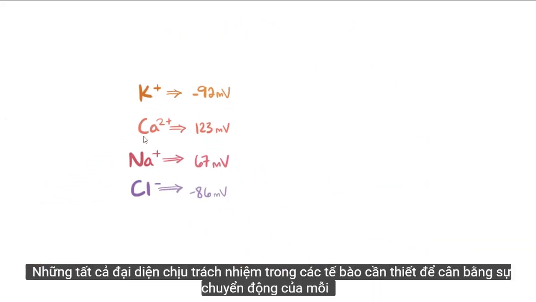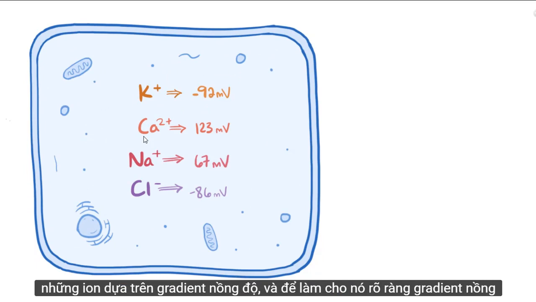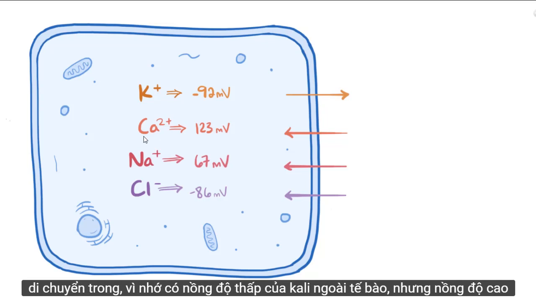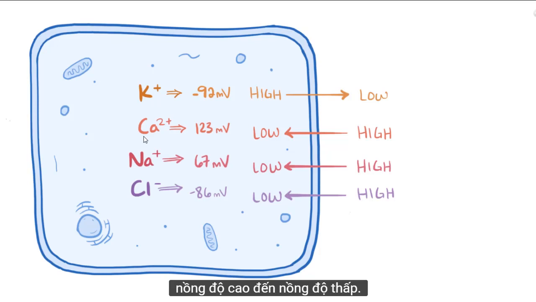These all represent the charge in the cell needed to balance the movement of each of these ions based on the concentration gradients. And to make it clear, the concentration gradients themselves are potassium moving out, calcium moving in, sodium moving in, and chloride moving in. Since remember there's low concentration of potassium outside the cell, but high concentration of calcium, sodium, and chloride outside the cell. And concentration gradients move from high concentration to low concentration.